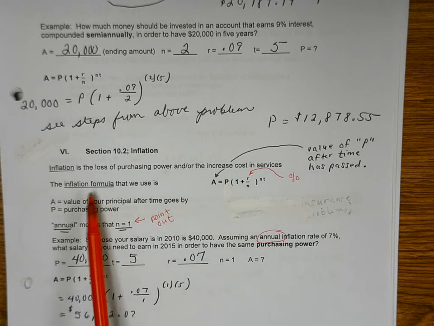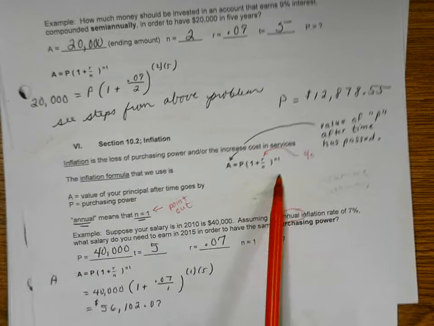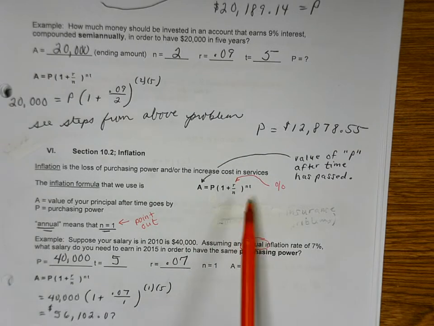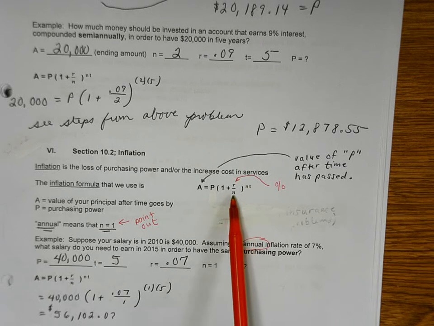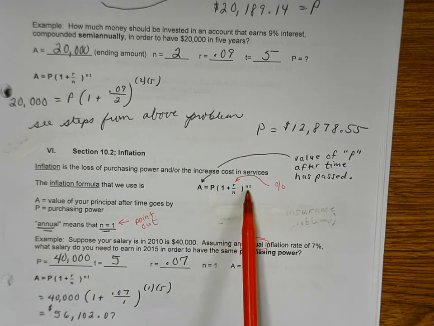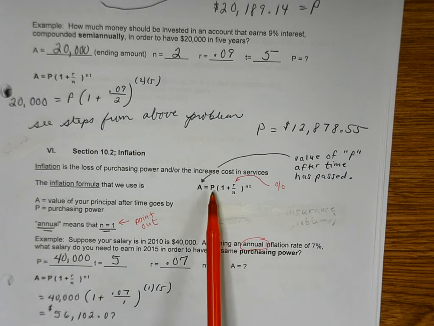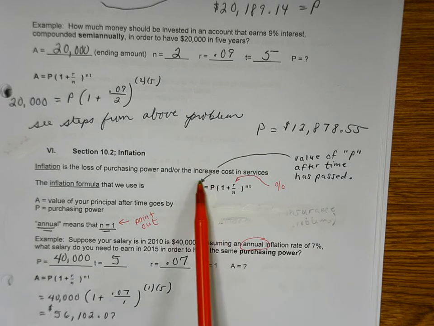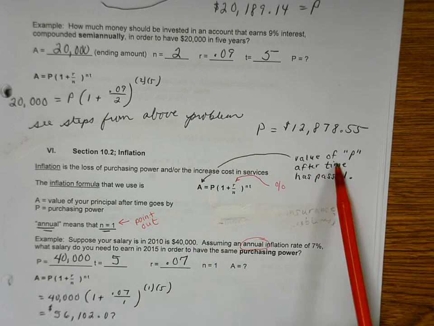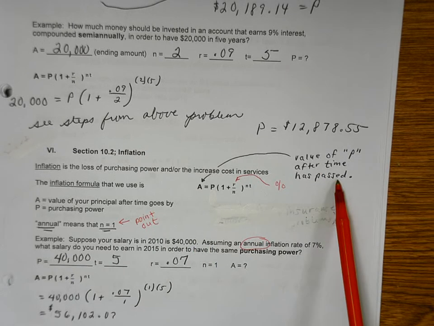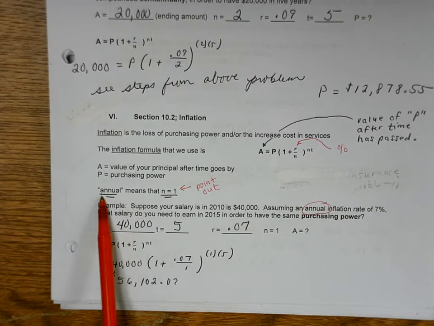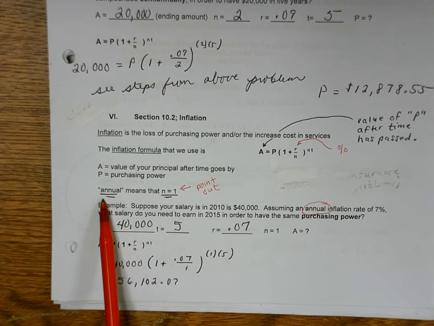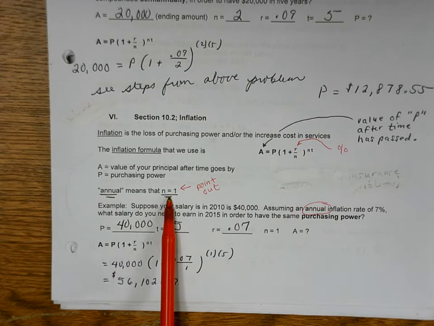Now we've got an inflation formula. It's right here. Just a little reminder here that R is a percentage rate. N would be any compounding. T is time in years. P is our beginning value, A is our ending value, or the value of P after time has passed. When you see the word annual in any story problems, annual means 1.